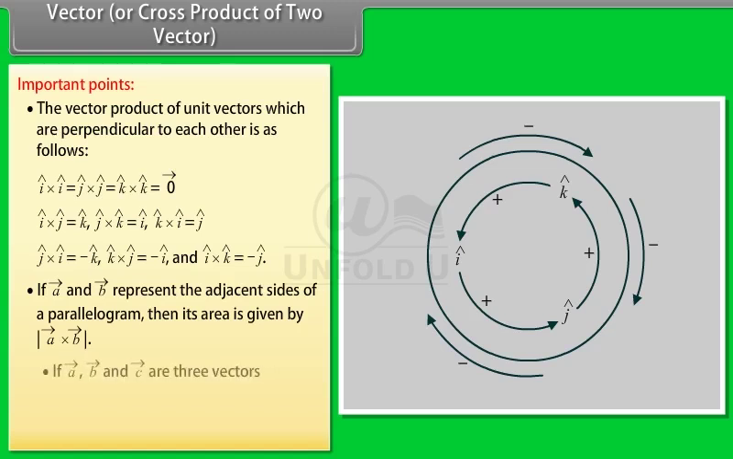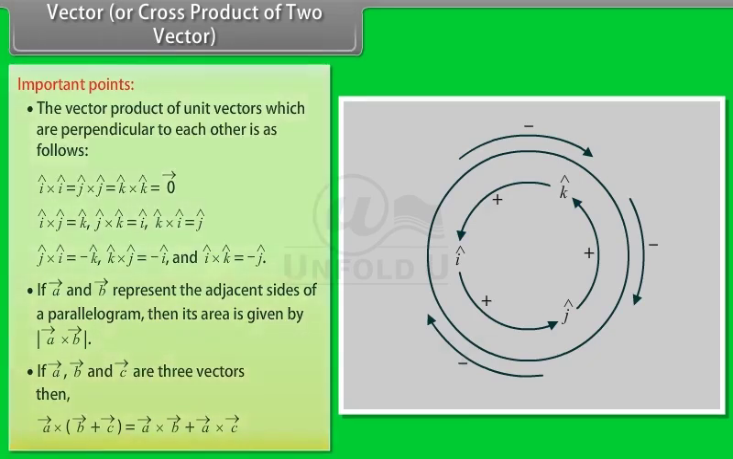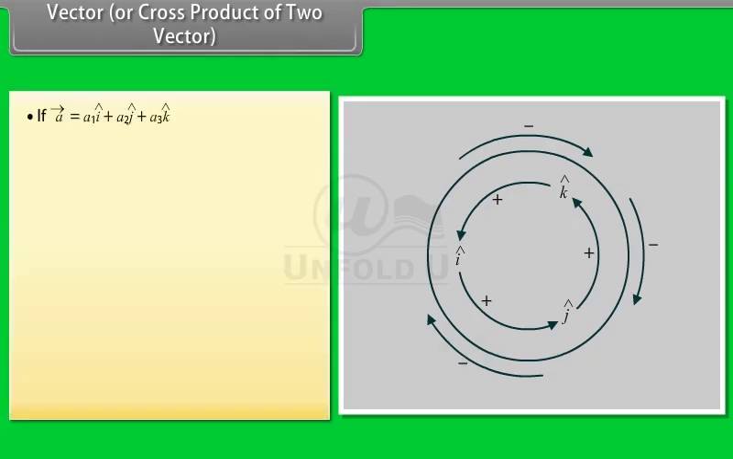If vectors A, B, and C are three vectors, then vector A cross (vector B plus vector C) equals vector A cross vector B plus vector A cross vector C. If vector A is equal to A1 cap i plus A2 cap j plus A3 cap k, and vector B equals B1 cap i plus B2 cap j plus B3 cap k.